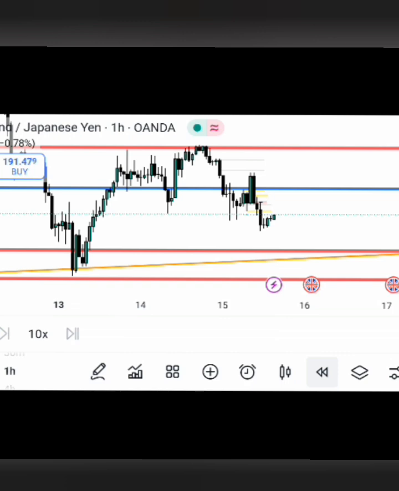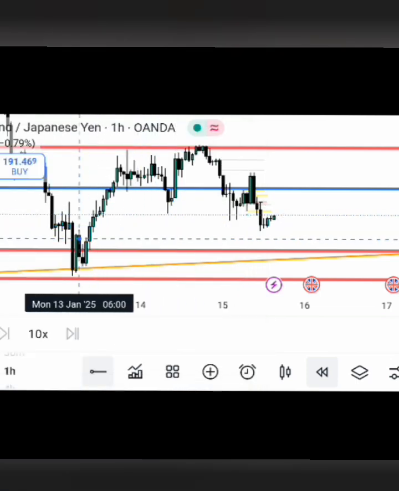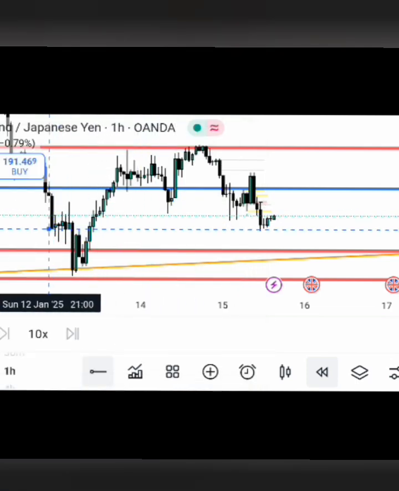Okay, let's see. There was a point of consolidation here. There was a point of consolidation here. Can you see the consolidation here? So the market is likely to respect this point.